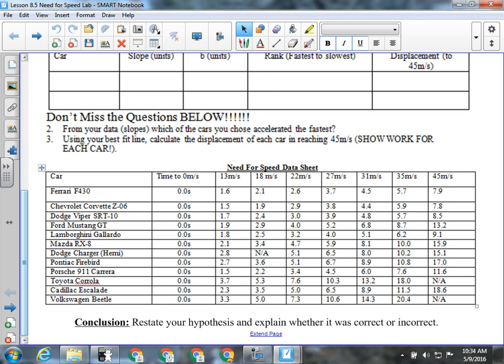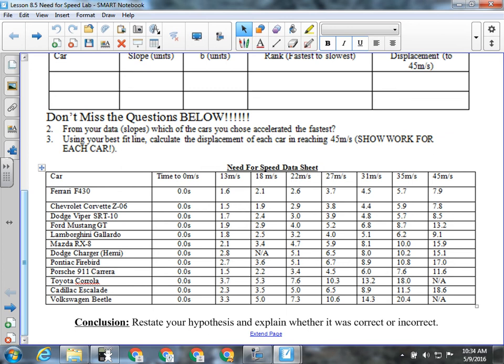Okay, that further instruction in your lab report is, remember that you must use y equals mx plus b to find out how long in seconds it takes each of your cars to reach 45 meters per second. Okay, everybody follow me there?